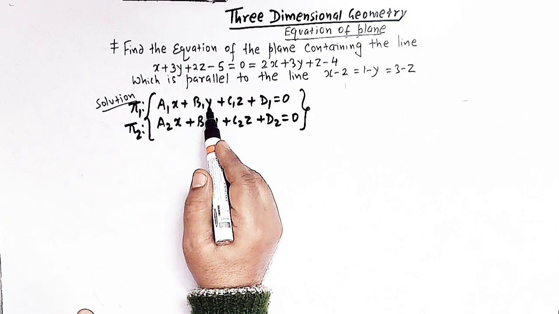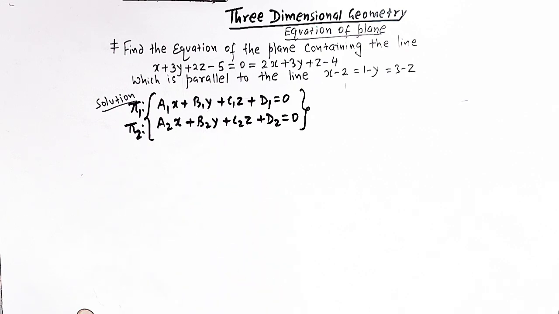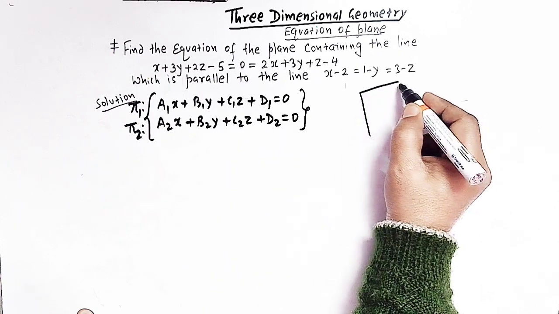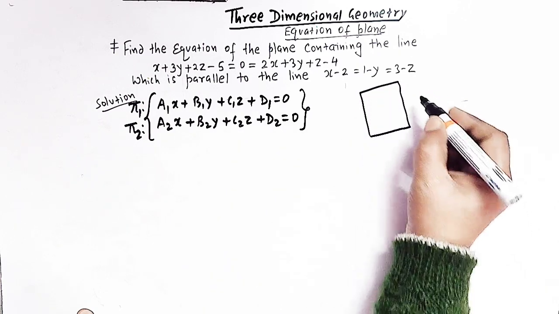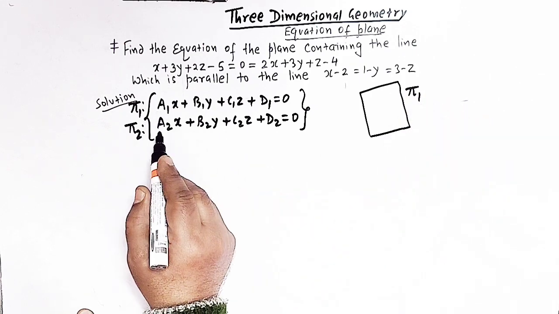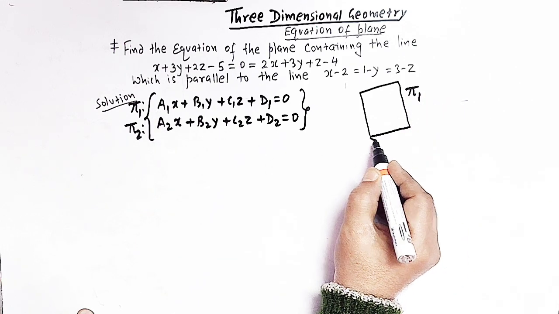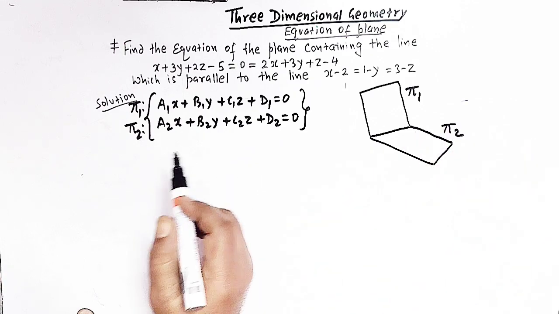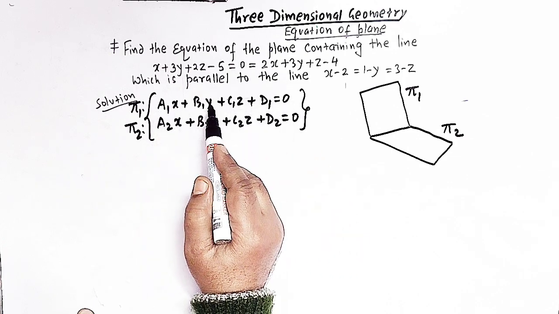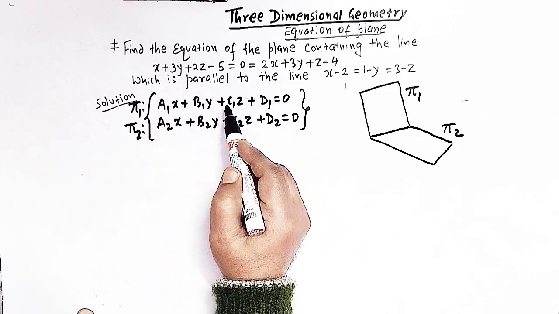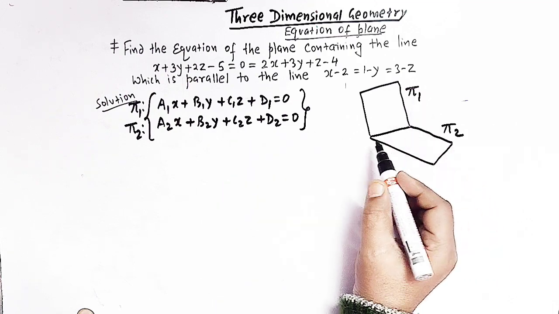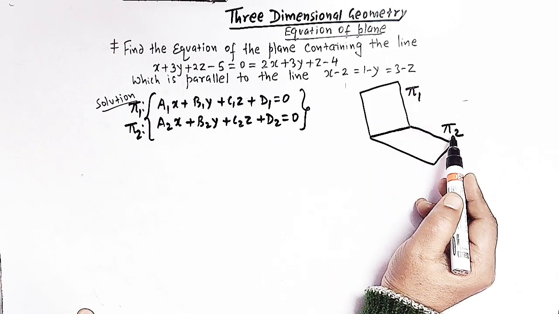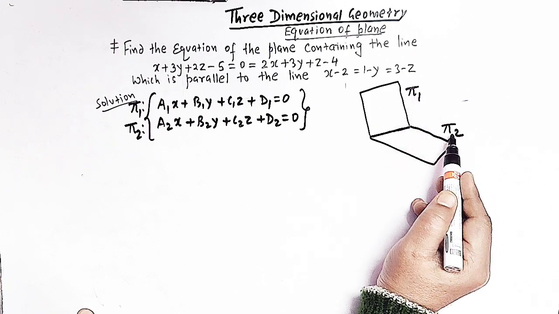Now the combination of the equations of two planes gives us a straight line, right? Suppose the plane pi 1 is like this. Here we are drawing a rough diagram. This is the plane pi 1, and suppose this is our plane pi 2. Now if we take the combination of the equations of two planes like this, then these two planes intersect in a line.